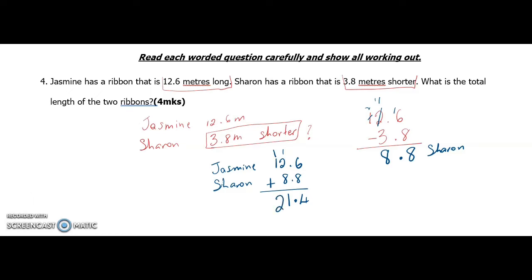You have to show working out in order to get full marks. So this would be 2 marks. This would have been 2 marks. And when you combine them together, you would get 4 marks.